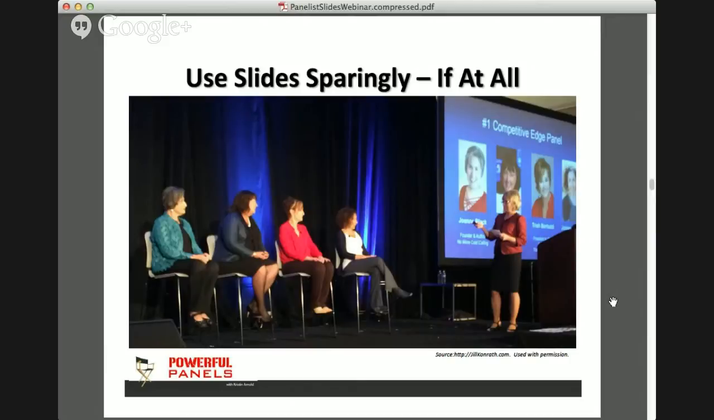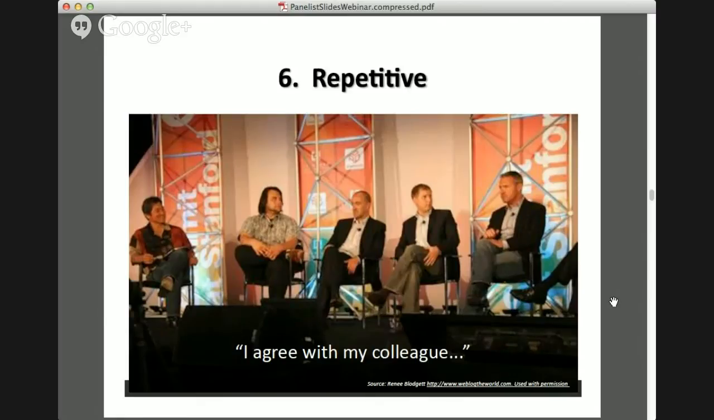You might also use a slide if you have one specific example or story that needs the slide in order to explain it, because otherwise it just makes it more complicated, and really the focus of the audience should be on the panelists and not necessarily on the slides. So use slides sparingly. Number 6, the one that drives people crazy, is when the panel is repetitive.